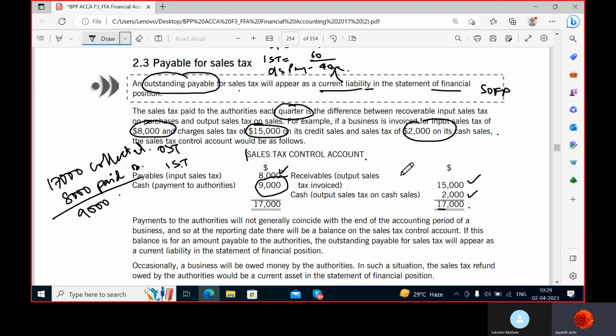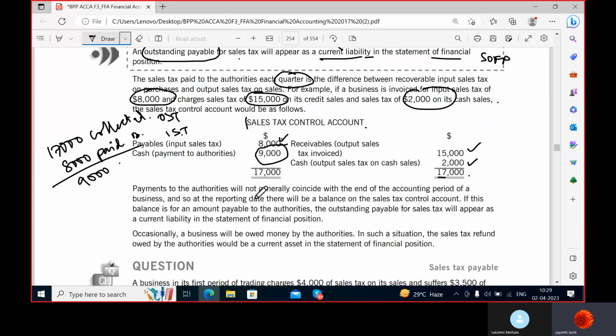Yes, ma'am, clear. Now, payment to authorities will not generally coincide with the end of the accounting period of a business, because sometimes we purchase more but we are unable to sell the whole stock. Whenever we are not able to sell the total inventory, it remains as closing inventory. So in this kind of scenario, what happens? Input sales tax can be more than output sales tax.